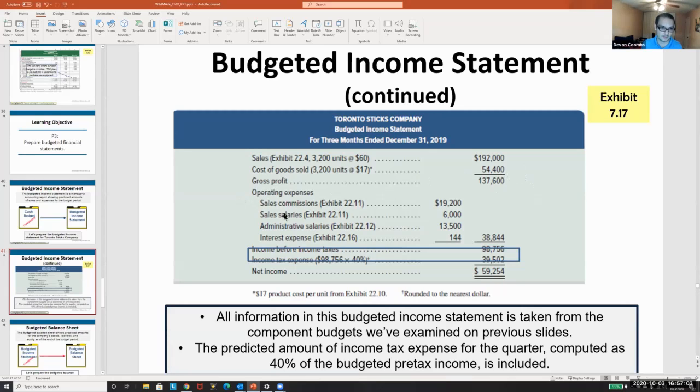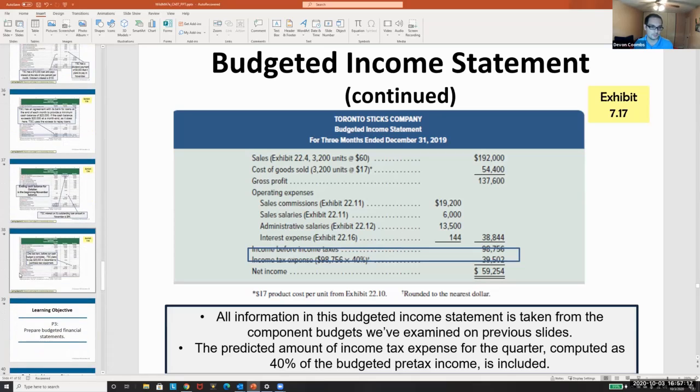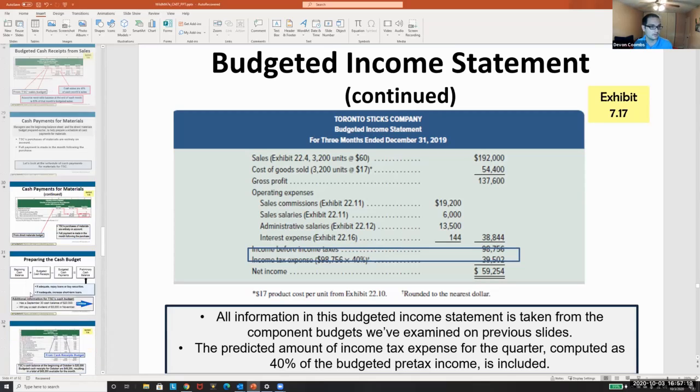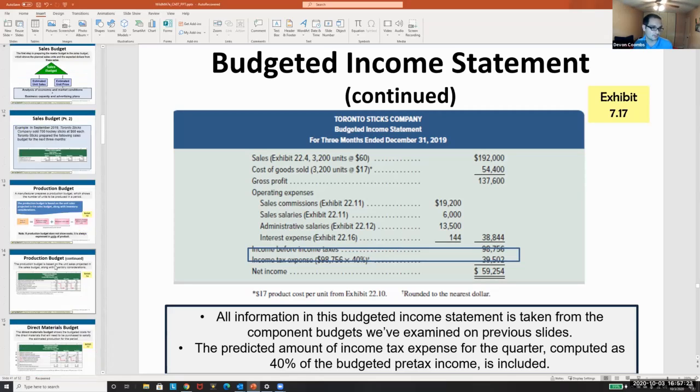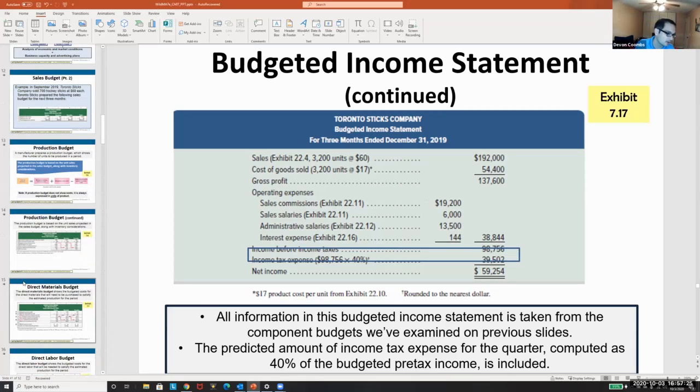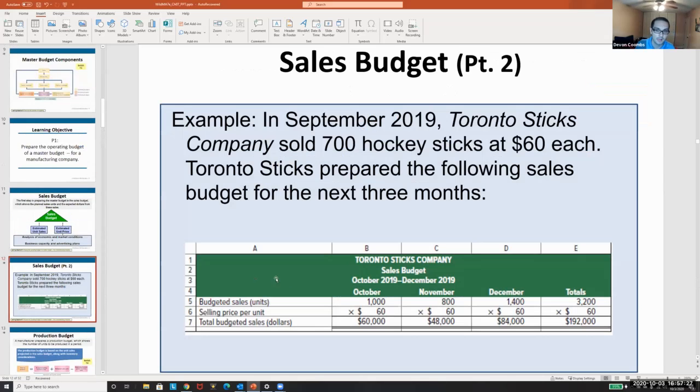Then our operating expenses, but we can go back and find our sales commissions, our sales salaries, our administrative salaries. And this is for the whole quarter, right? 3 months. Make sure if you're getting confused about any of these numbers, it's for the full 3 months. So I'm going to jump back to the sales budget real quick, on slide 41. If I jump back to the sales budget, you should see it's for the full 3 months, 192,000. So all these numbers tie.